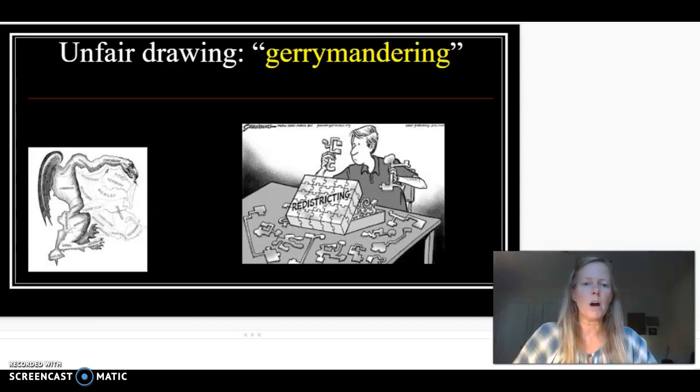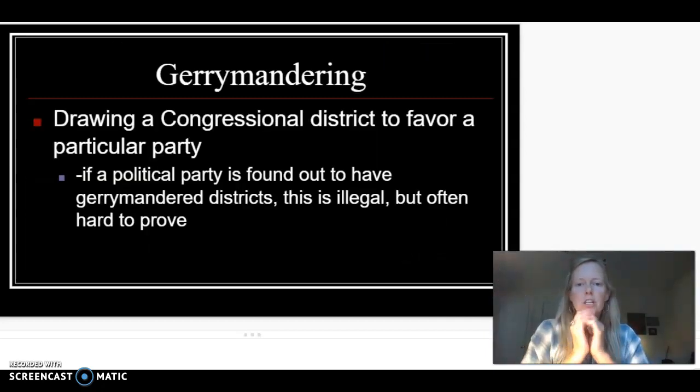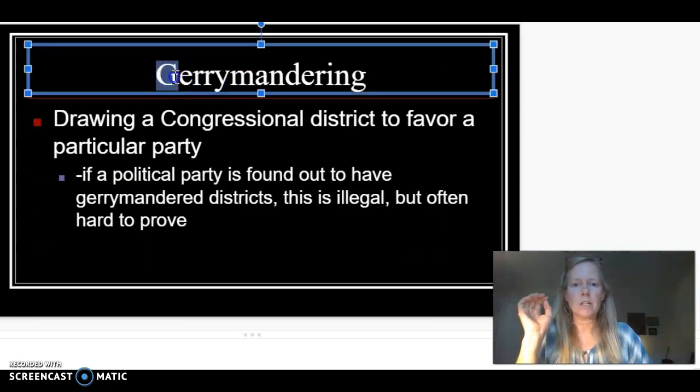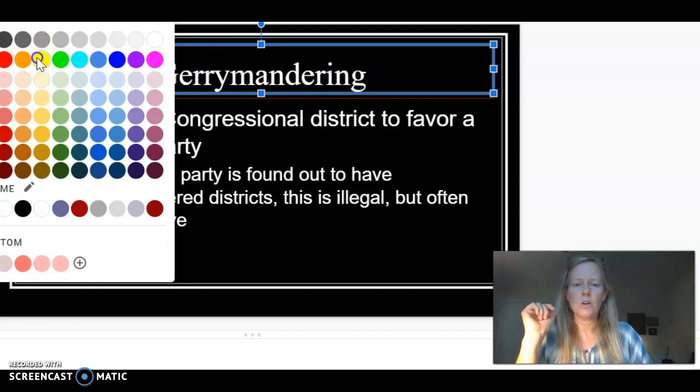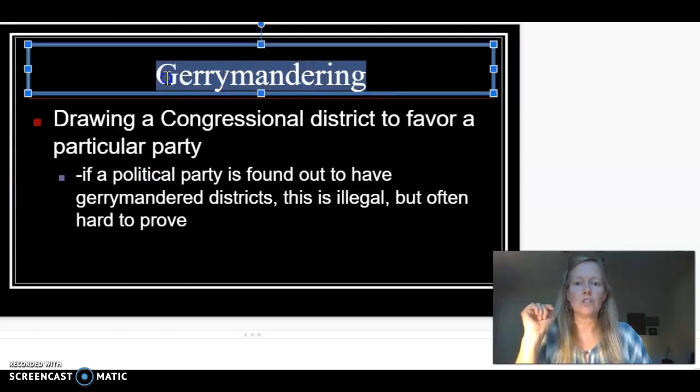And then you have the more modern political cartoon, redistricting. It's like a puzzle, right? And if you can fit that puzzle together in a way to advantage your party, while not legal, people do it. So here's your definition. And we're going to definitely make this a yellow term because it needs to be in your notes. The definition is drawing a congressional district to favor a political party.